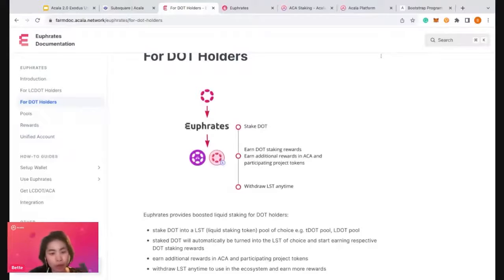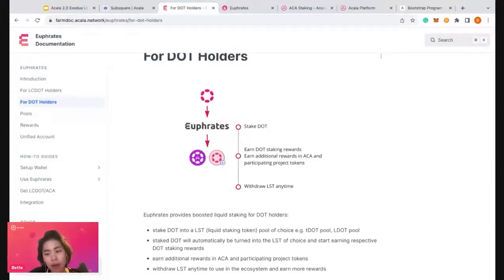If you are a TDOT user, part of it comes from DOT staking, and part of it comes from protocol transaction fees, because there's a stable pool behind the TDOT. And then there's additional reward in ACA as well as in Tiger. In future pools, there could also be other projects participating. So if you do have DOTs that are waiting to be unlocked, this is one of the avenues that you should consider to make your DOT liquid and useful, right?